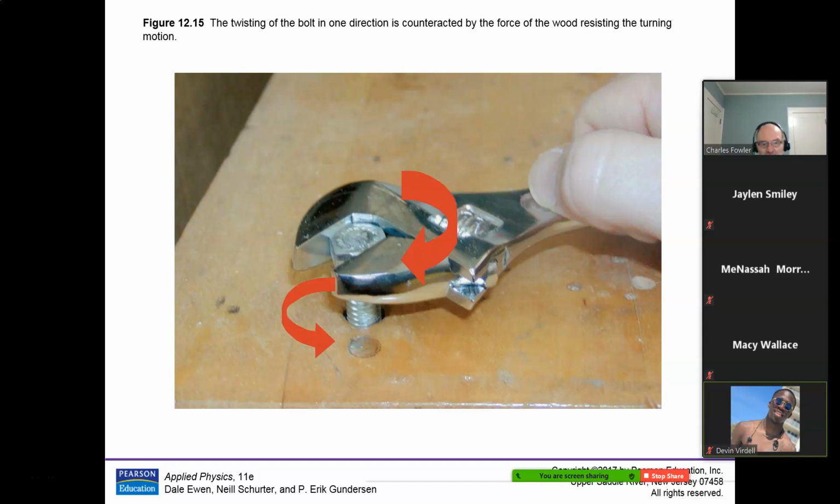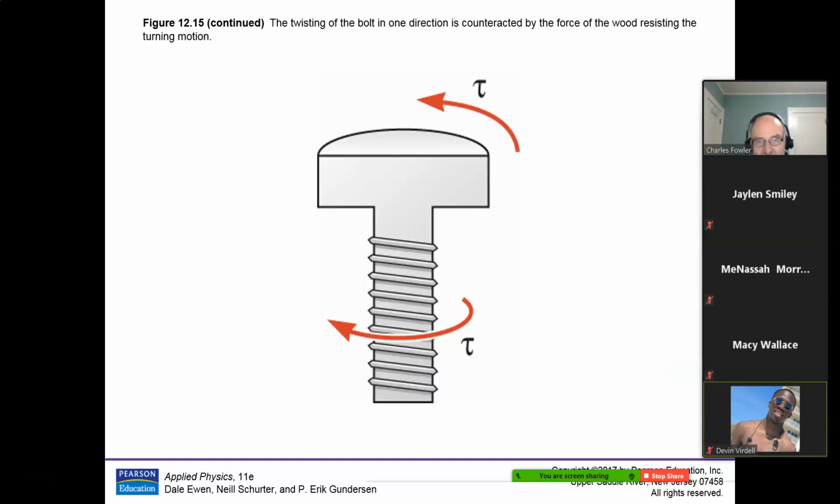Okay, that's the twisting force, and here's the other example of that. This symbol is the Greek letter tau, which is like our T, and I think this is a lowercase tau. You have a twisting force in this direction resisted by the twisting force in that direction.